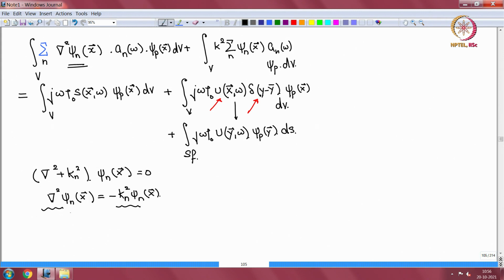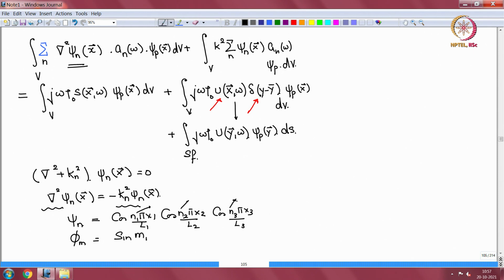Okay. Meanwhile, let me tell you that the mode shapes are as follows. The acoustic mode shape for rigid walls is cos n1 pi x1 by L1, cos n2 pi x2 by L2, cos n3 pi x3 by L3, where n1, n2, n3 are individual mode numbers in the x1, x2, x3 directions. Okay, this is for a hard walled, rectangular enclosure. Then the plate modes are simply supported modes, so they are sine m1 pi y1 by L1 and sine m2 pi y2 by L2.